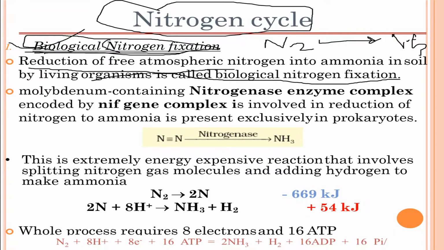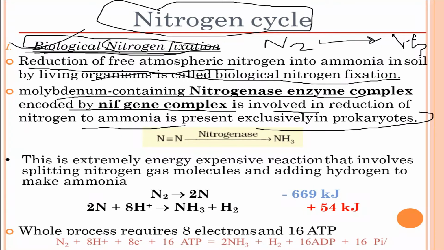The molybdenum containing nitrogenase enzyme complex, encoded by the NIF gene complex, is involved in the reduction of nitrogen to ammonia and is present exclusively in prokaryotes. So this conversion happens with the help of the enzyme nitrogenase, which is encoded by a gene known as the NIF gene complex, which helps in the reduction of nitrogen to ammonia.